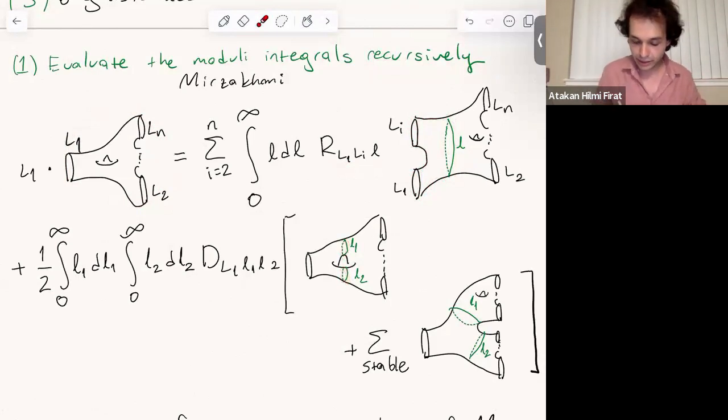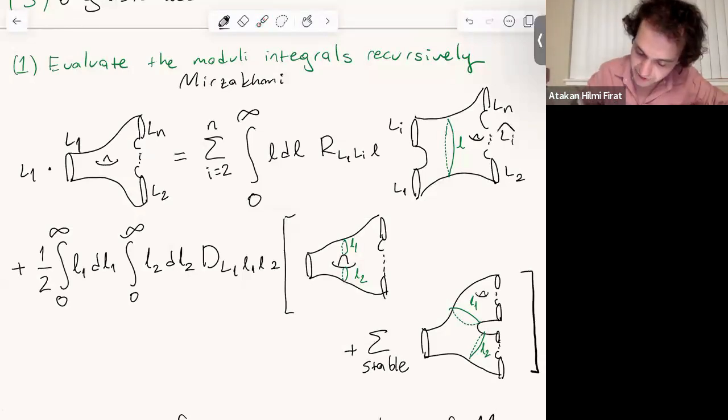Sorry, Atakan, in the first term, the Li will not be there anymore on the boundaries that you have drawn on the extreme right? Yes, that's correct. The Li is deleted. Yes, exactly. Good point. Sorry, I didn't know how to eliminate the boundary, but indeed your Li's are gone.